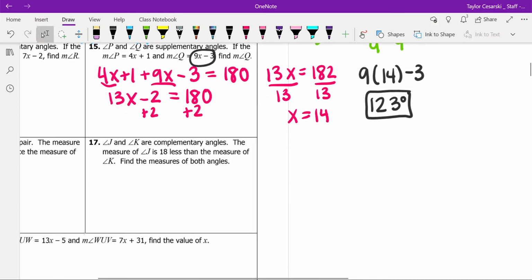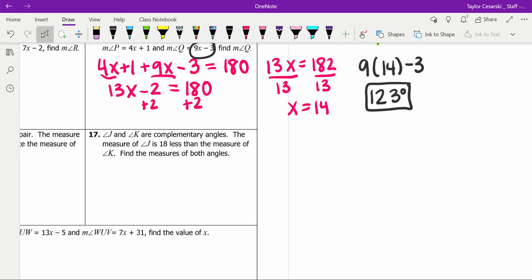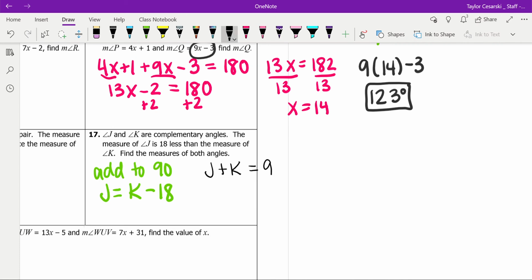All right, we got two more. It says J and K are complementary angles. So the first thing I know about that is that they add to 90. So I'm going to write that down. The measure of J is 18 less than the measure of K. Find the measure of both angles. So J equals 18 less than the measure of K, so K minus 18. I know when I add these two together that they should add to 90. So J plus K equals 90.